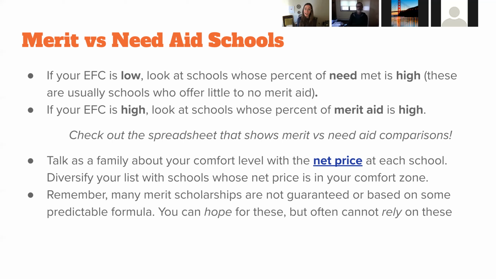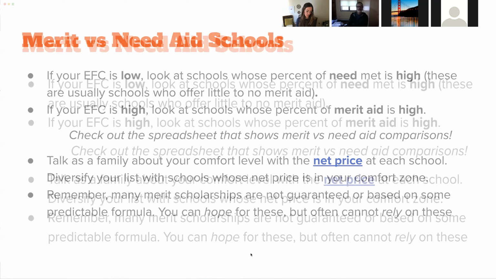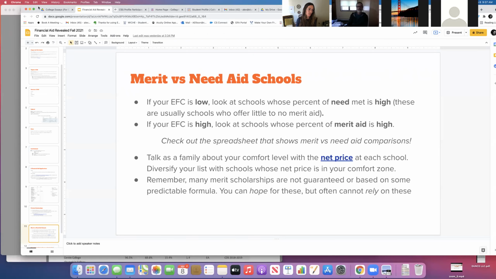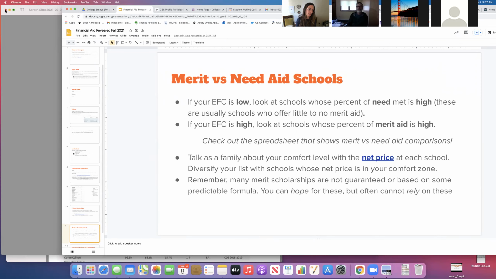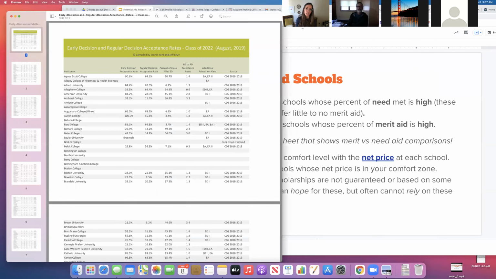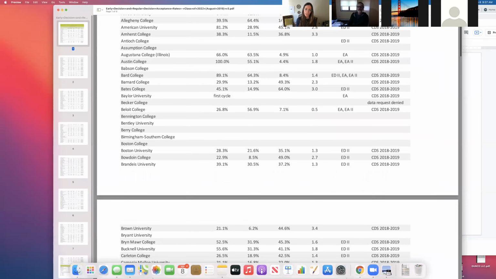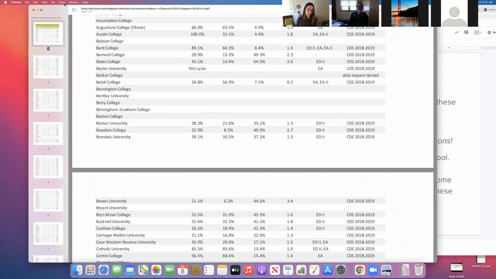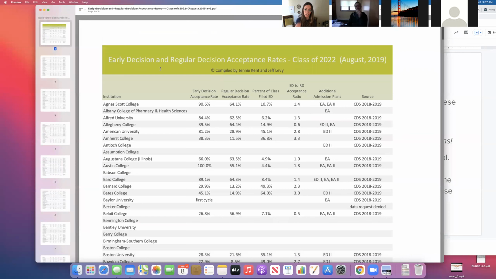If your EFC is high and you're not eligible for a lot of need aid, then you want to look at schools whose percent of merit aid is high. And I'll show you a really helpful spreadsheet that I like to use. Maybe some of you have already seen this. A colleague of mine, Jeff Levy, put this together, and he and his colleague, Jenny Kent, update this yearly.